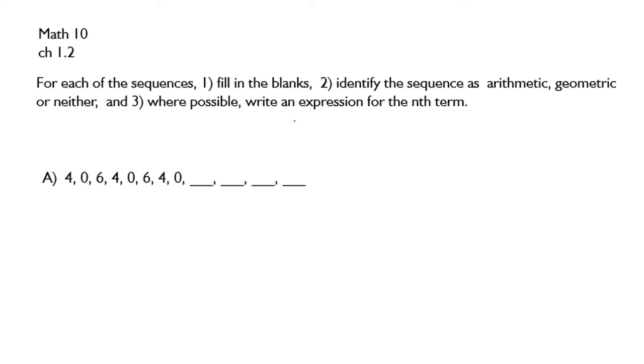I said pause the video and try it on your own. Alright, let's get started. For part A, we have 4, 0, 6. There doesn't seem to be a common difference or ratio here. And then another 4, 0, 6. So there appears to be a repeating pattern. This has to be 6, 4, 0, 6. Then this one must be 4, 0, 6. This is neither arithmetic or geometric because there's no common difference and there's no common ratio. So this is neither.